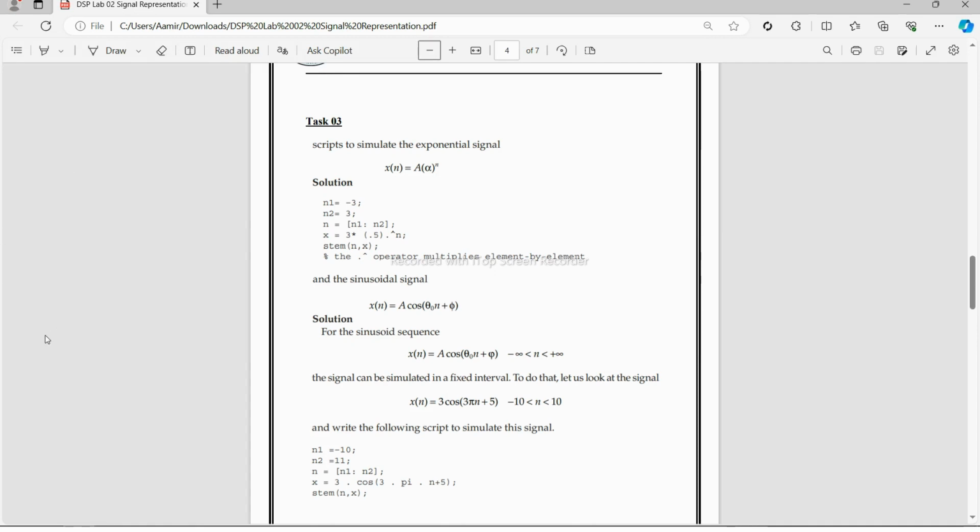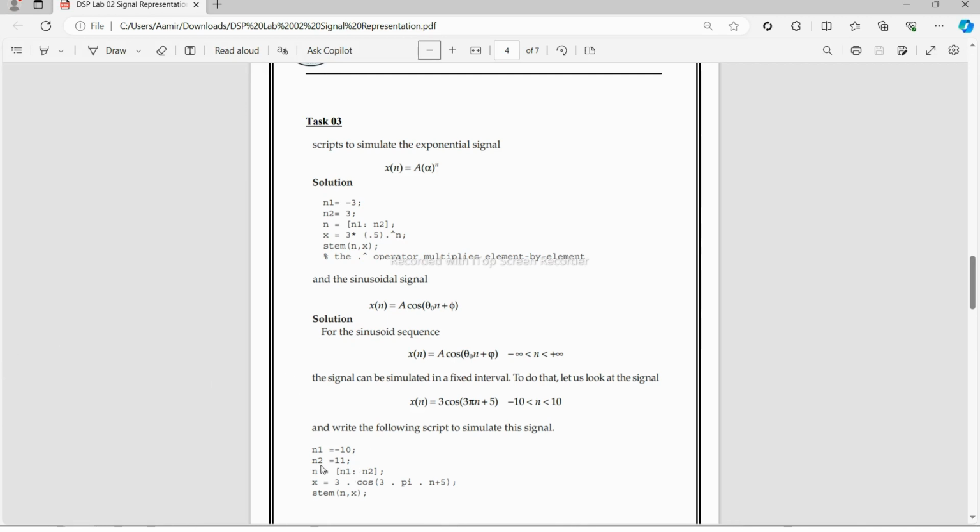For the sinusoidal signal, the interval will be from -10 to 10. The line is x equals 3 multiplied by cos of bracket 3 multiplied by pi multiplied by n plus 5. It generates the sinusoidal signal x, where each element is computed as 3 multiplied by cos(3 pi n plus 5), with n ranging from -10 to 10. Then stem(n, x) plots the sinusoidal signal. So we get two types of signals: the exponential signal and the sinusoidal signal.